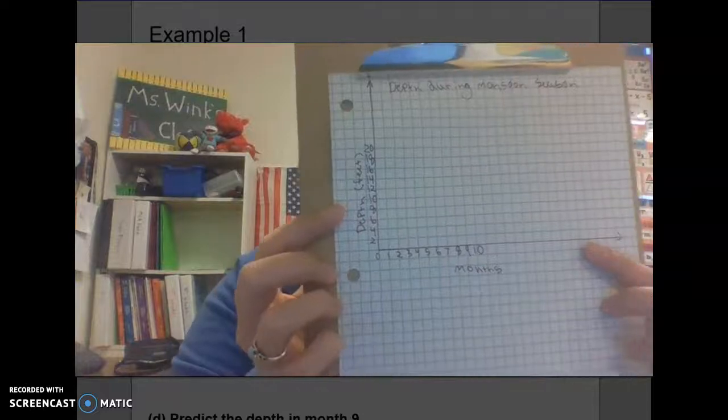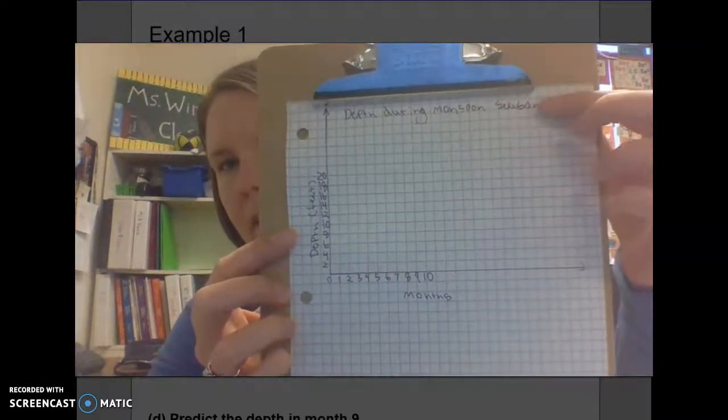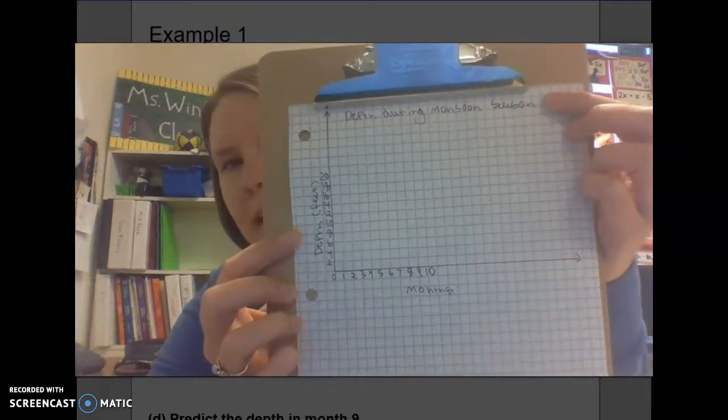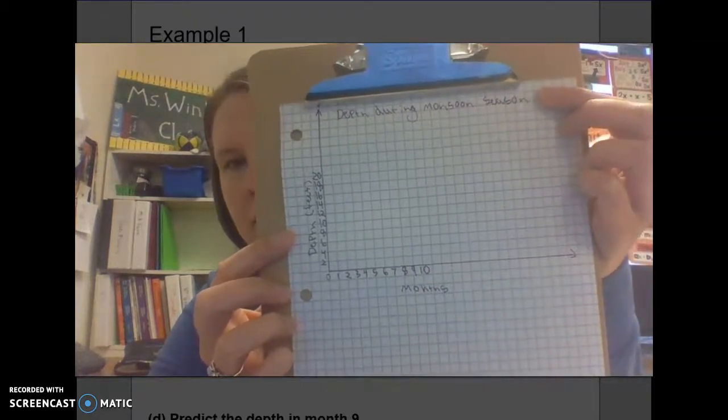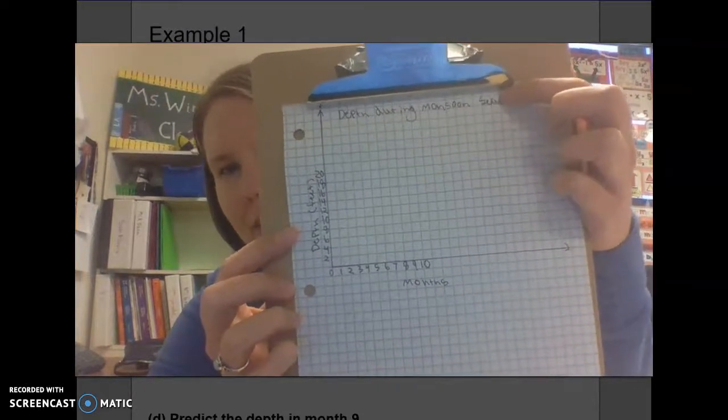Okay. It's also going to be important in these that you are labeling everything, or giving it a title. So this time, I gave this graph a title. I said depth during monsoon season. Oop, I should have said after monsoon season. I'll correct that here just a sec, okay?